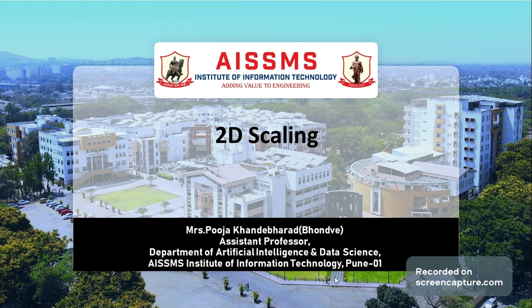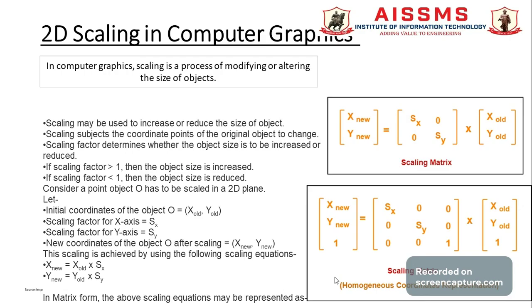In this session, we see the different transformations, specifically 2D scaling, which is another technique of transformation. So now we will discuss this transformation. Scaling in computer graphics is a process of modifying or altering the size of an object. That is nothing but scaling.